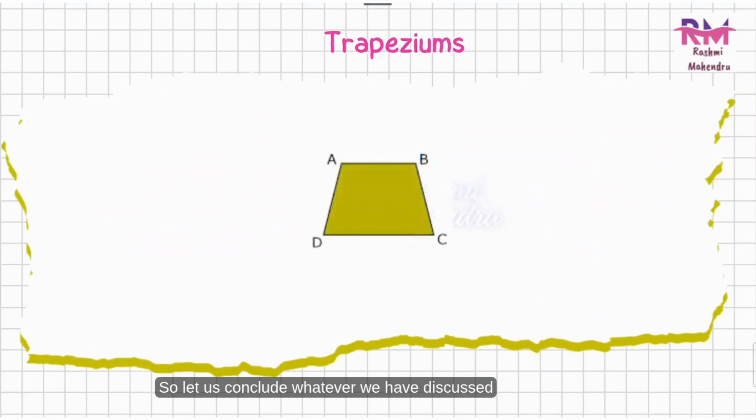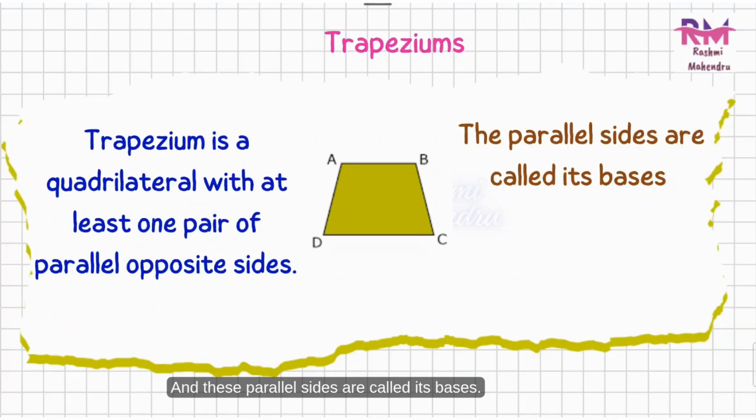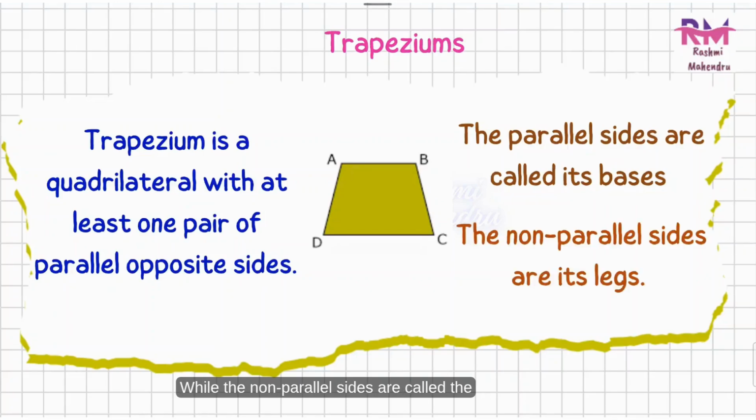So let us conclude whatever we have discussed thus far. Trapezium is a quadrilateral with at least one pair of parallel opposite sides, and these parallel sides are called its bases, while the non-parallel sides are called the legs. Another important point, trapeziums are also known as trapezoids.